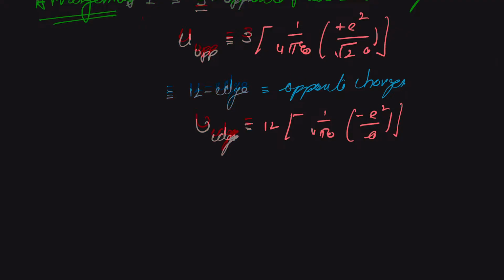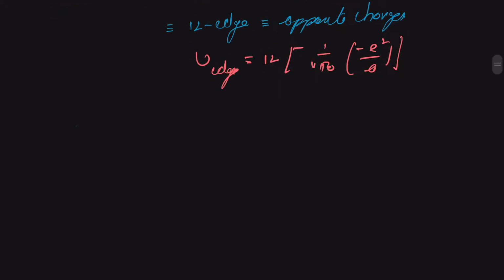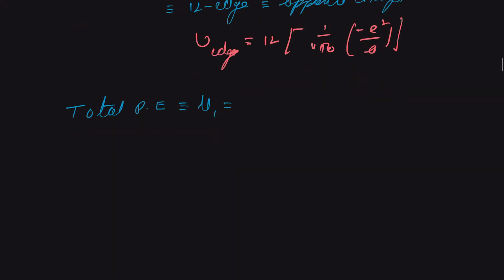Therefore we can find that the total potential energy in the first arrangement, let us suppose U1, will be equal to the summation of these two, and we get E square upon 4 pi epsilon naught times A, multiplied by minus 12 plus 3 by square root of 2. So this is the total potential energy in our first arrangement.